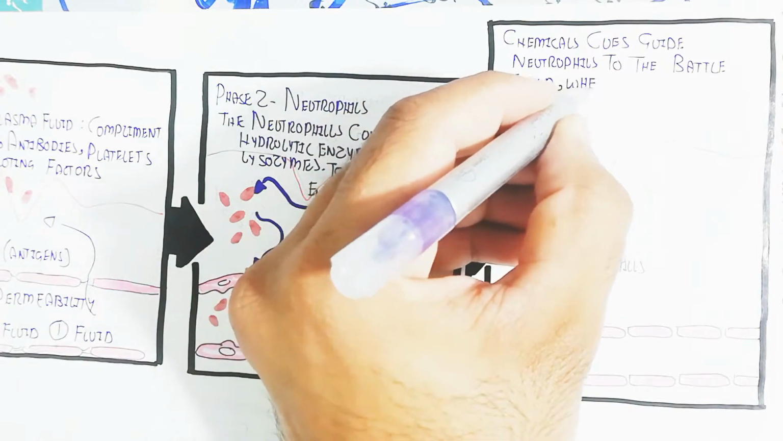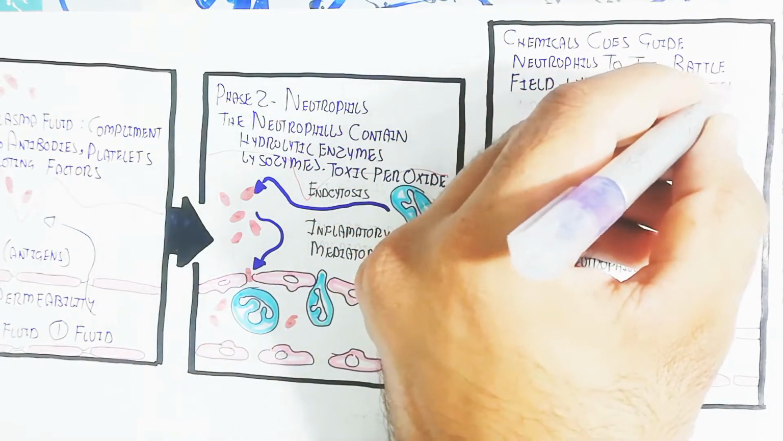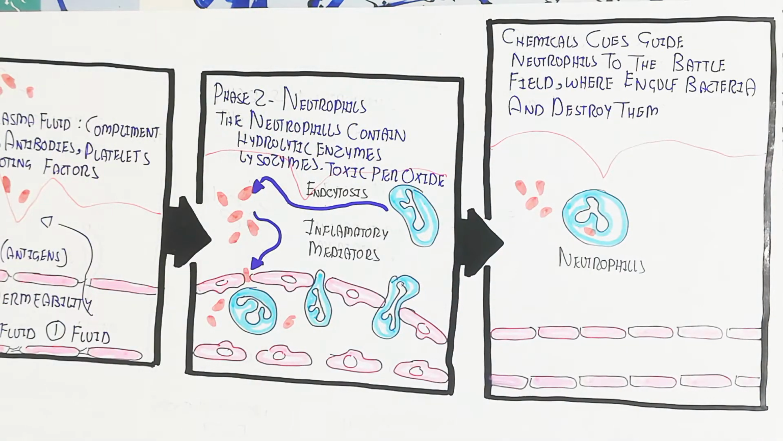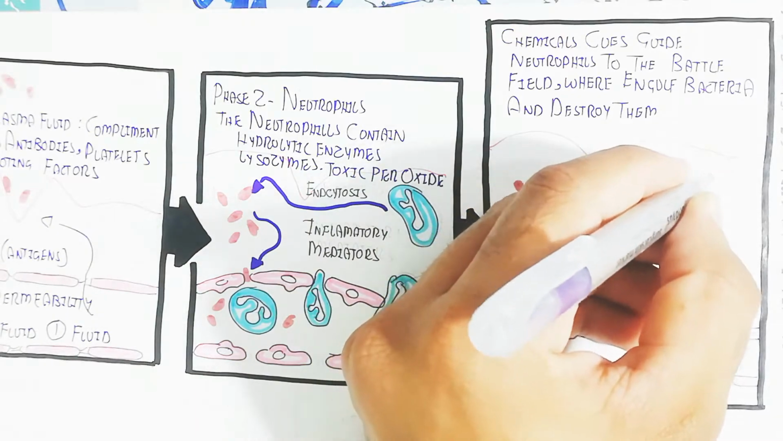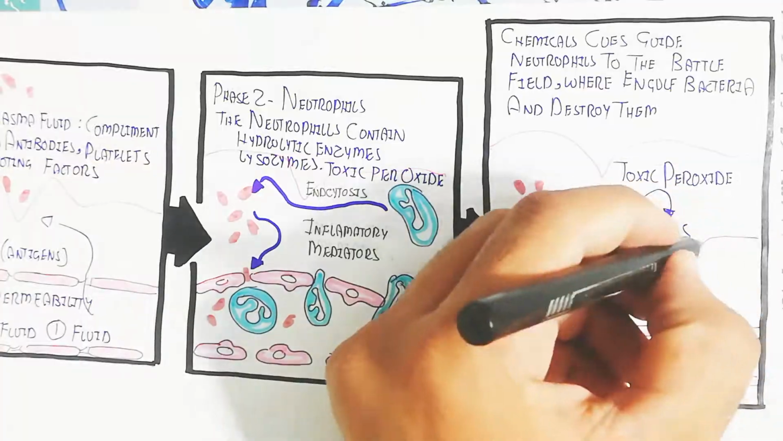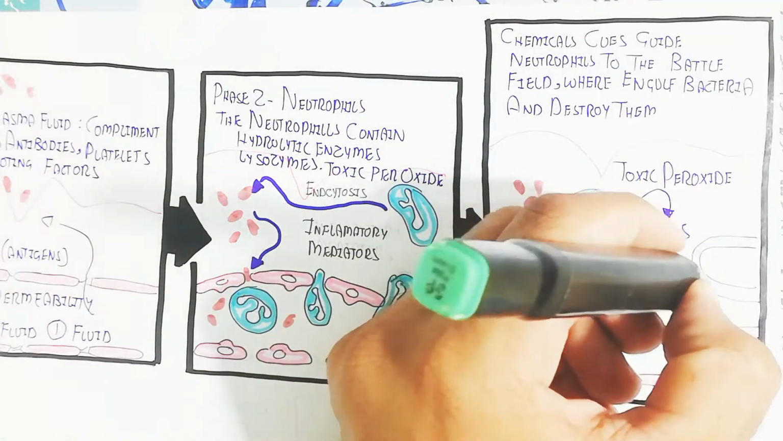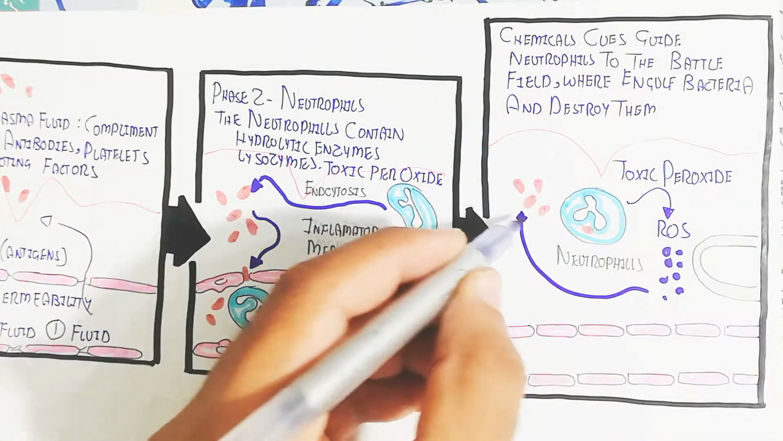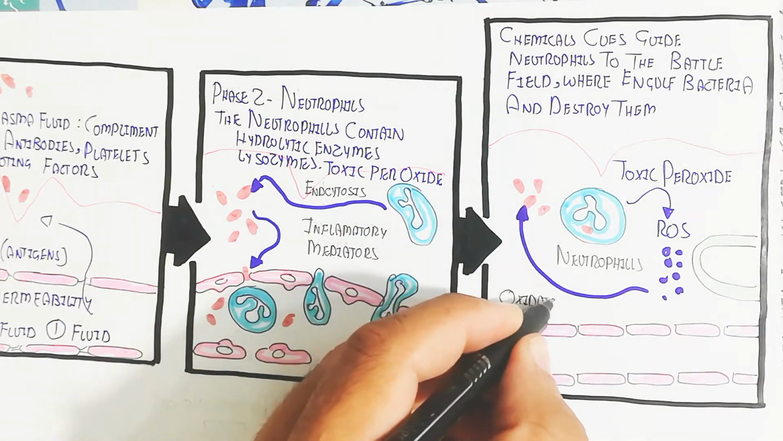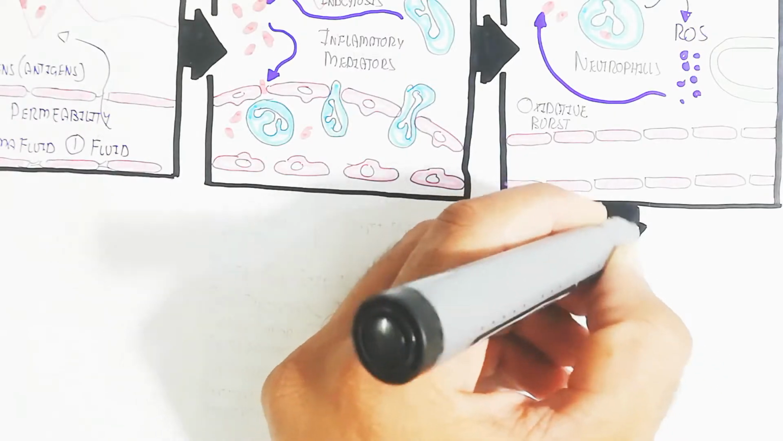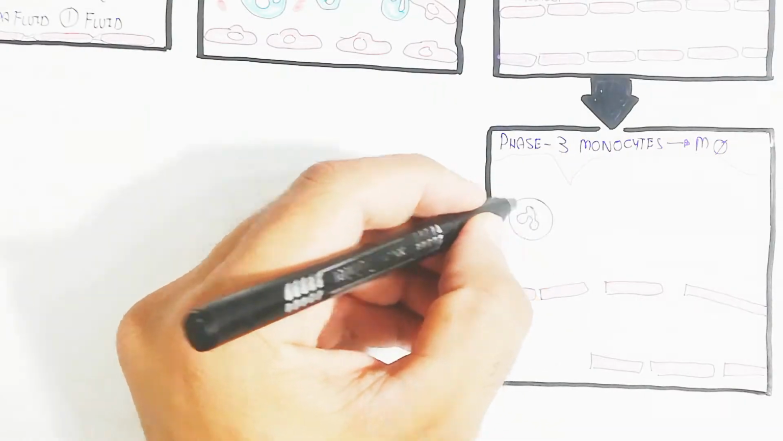The chemical cues guide neutrophils to the battlefield, where they engulf bacteria and destroy them. The toxic peroxide and reactive oxygen species are produced by the neutrophil after endocytosis of the pathogen, and the allergic reaction will be produced due to mast cell activation. We will not cover that here. Basically, reactive oxygen species cause an oxidative burst, and in this way the pathogen spread is prevented.